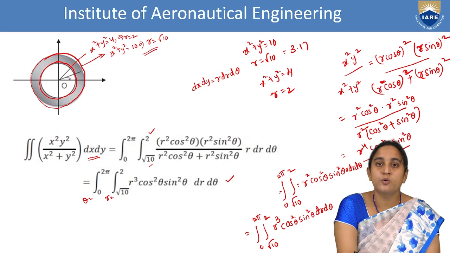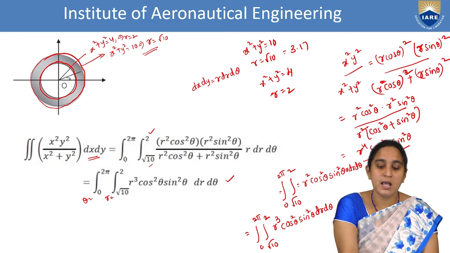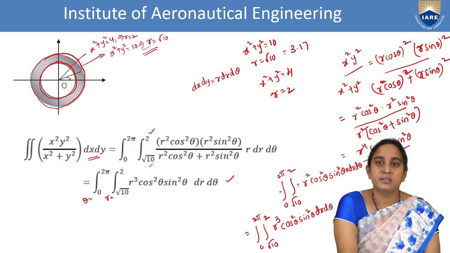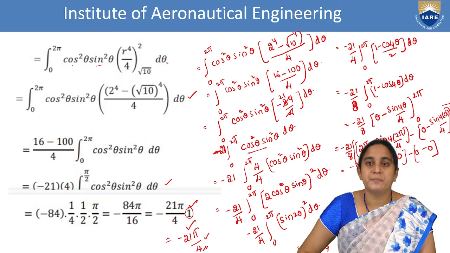But for this question, they are only asking for transforming Cartesian to polar form. For that case, I am taking from the first circle r is equal to root 10 and from the second circle r is equal to 2. That's why I am considering the first upper limit point as root 10 and the second circle limit point as 2. Okay, for the same question I am explaining the area concept in the next topic. Therefore, for the first question, the double integral of x square y square by x square plus y square into dx dy, the answer is minus 21 pi by 4.